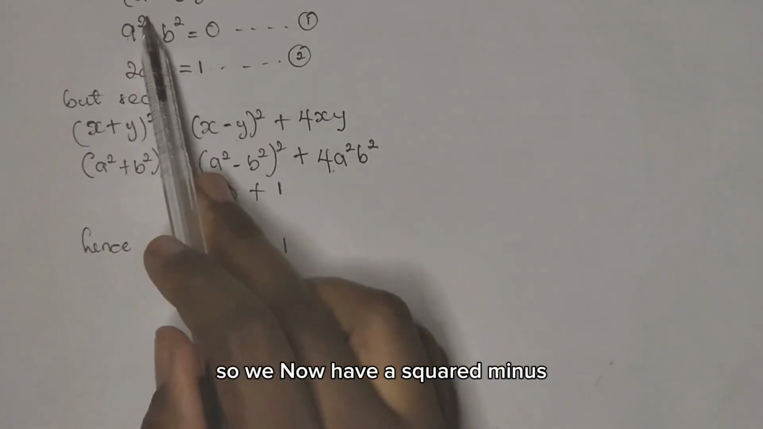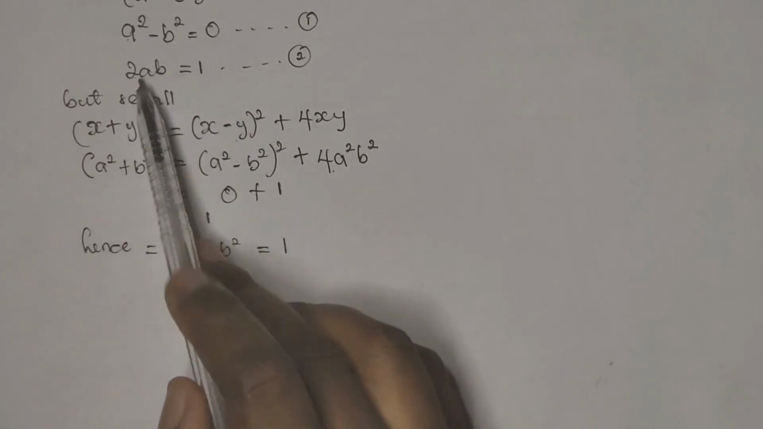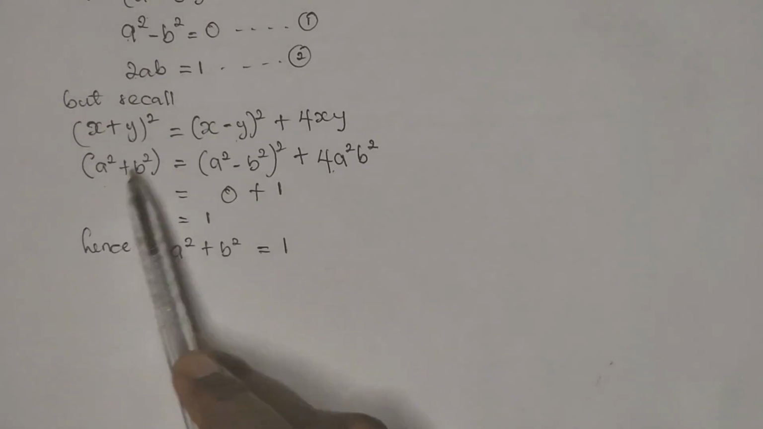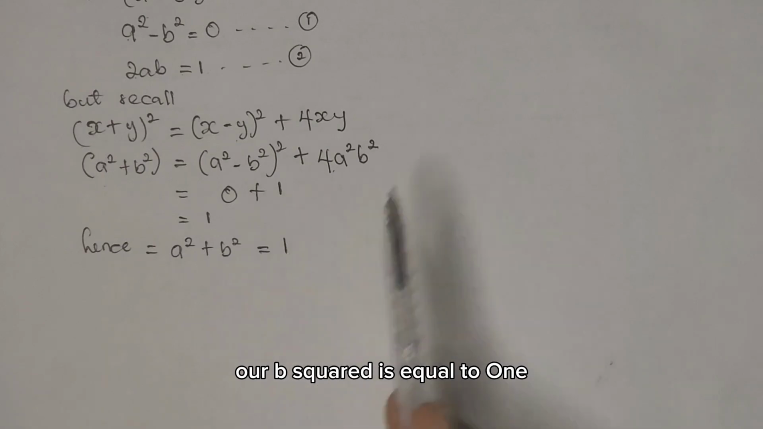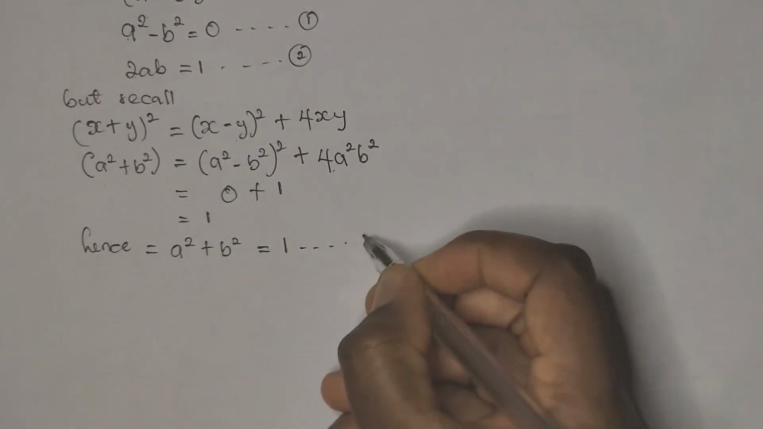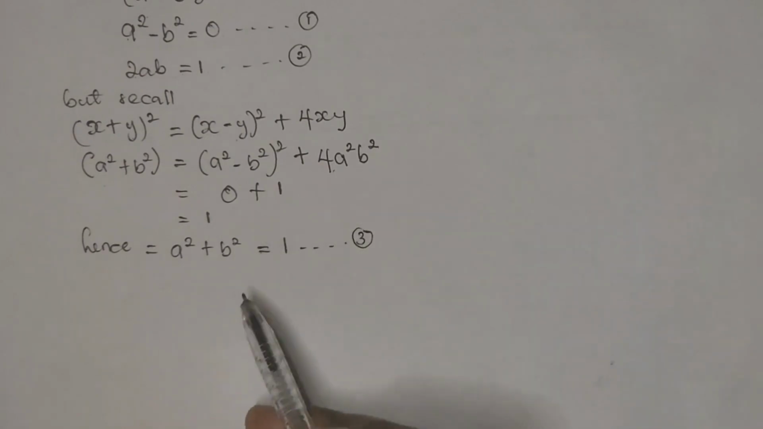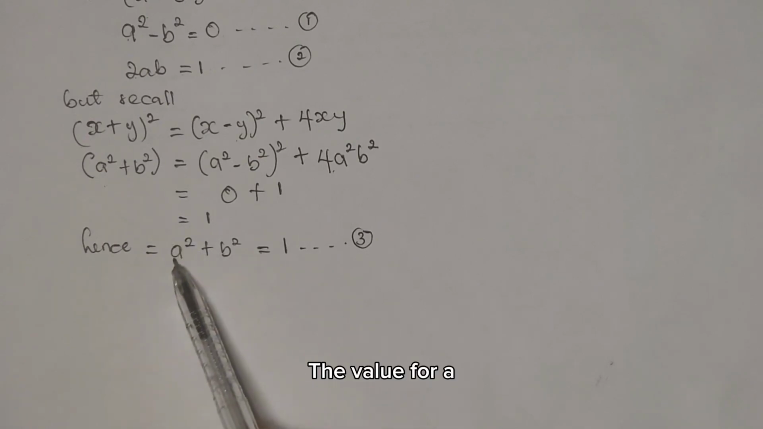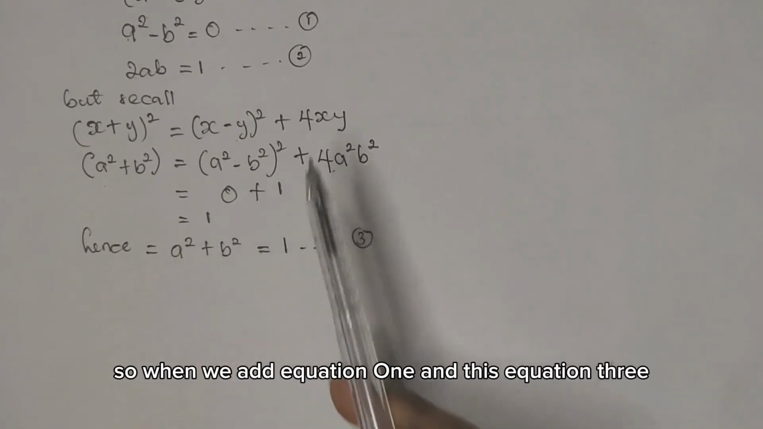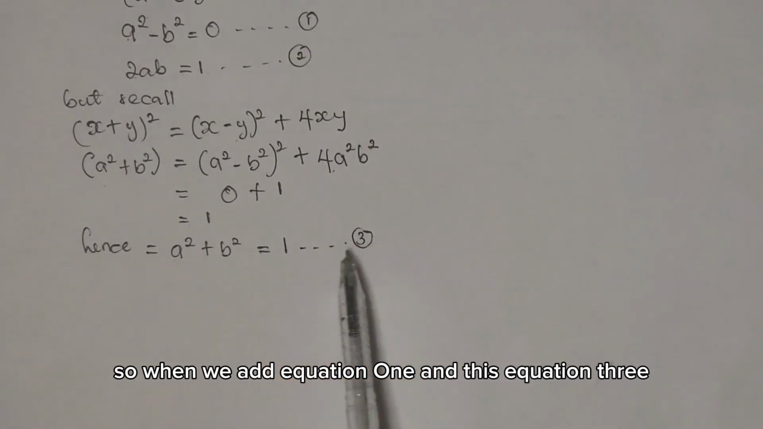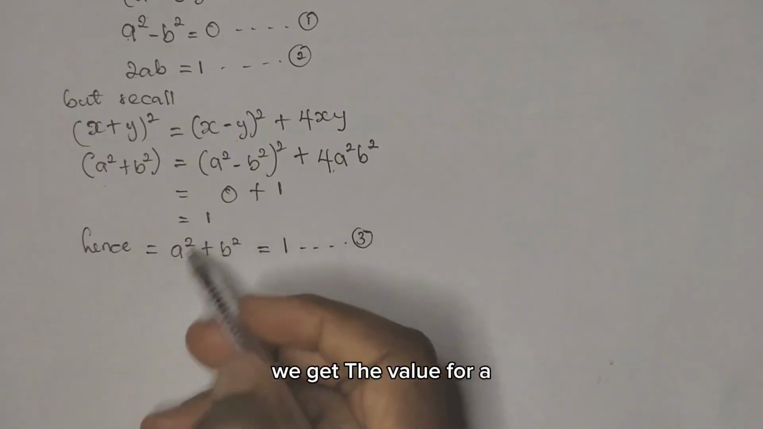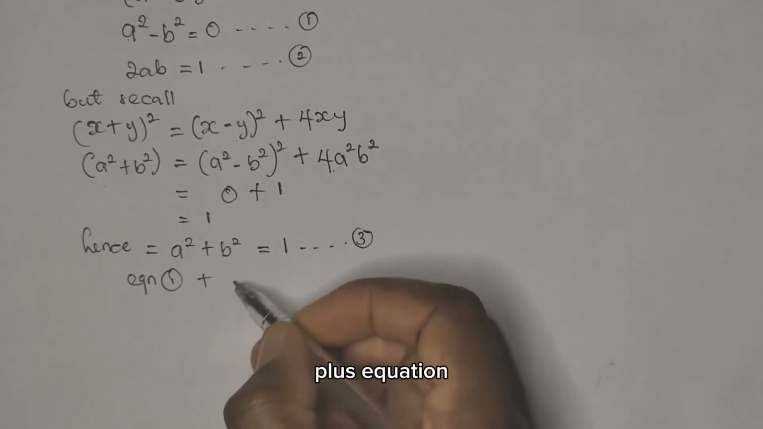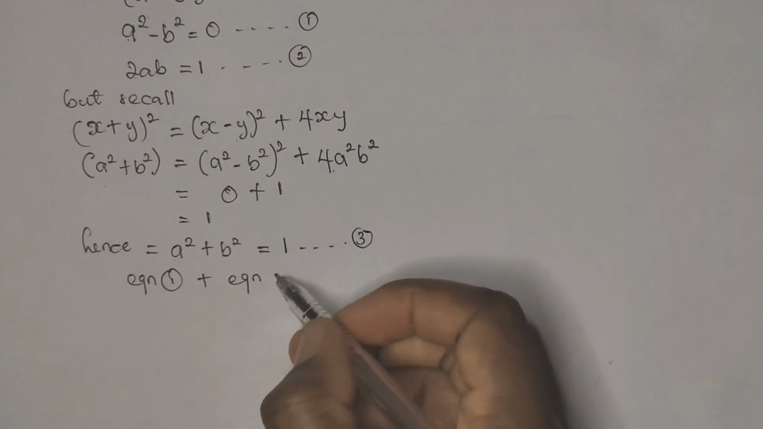So we now have a squared minus b squared equal to 0, 2 times a times b equal to 1, and a squared plus b squared equal to 1. So we've gotten 3 equations. Now we want to find the value for a. When we add equation 1 and this equation 3, we'll get the value for a. So equation 1 plus equation 3.